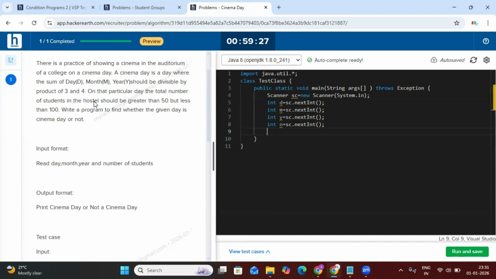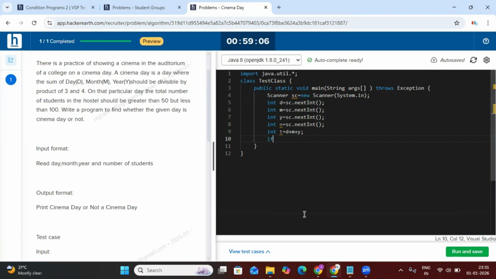What is the requirement? The sum of day, month, year should be divisible by the product of 3 and 4. That's why I want to calculate the sum of day, month, year. Int t equals day plus month plus year. That sum should be divisible by the product of 3 and 4. Product of 3 and 4 means 3 into 4.